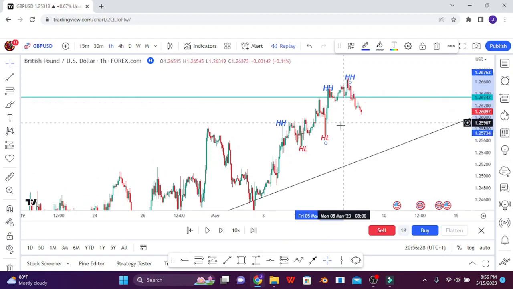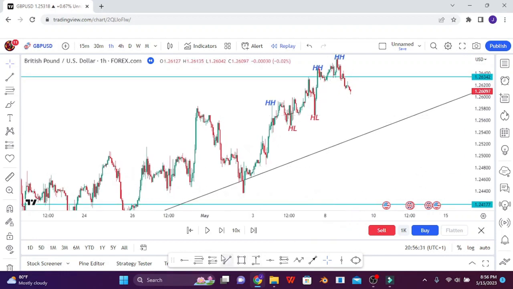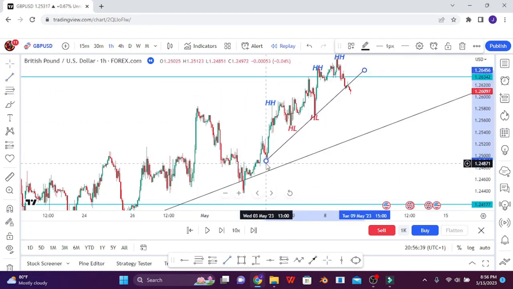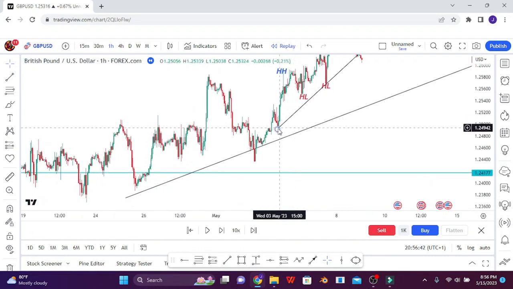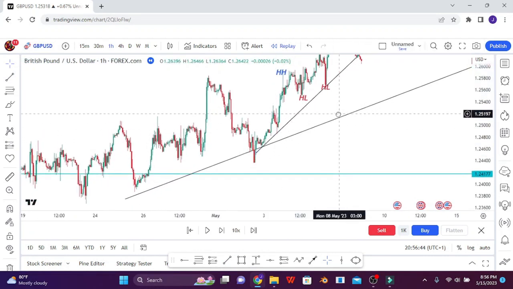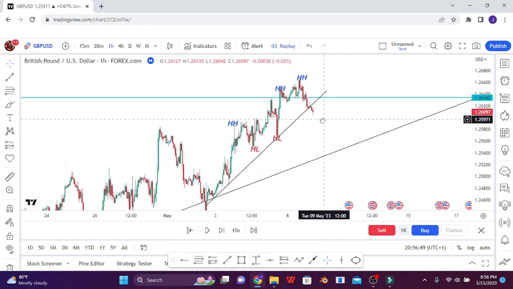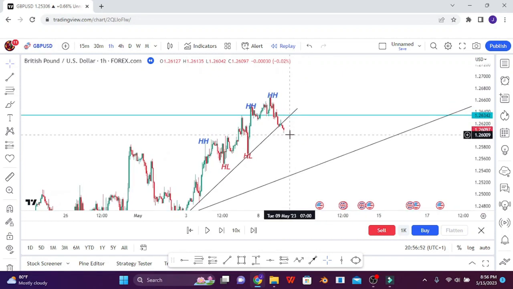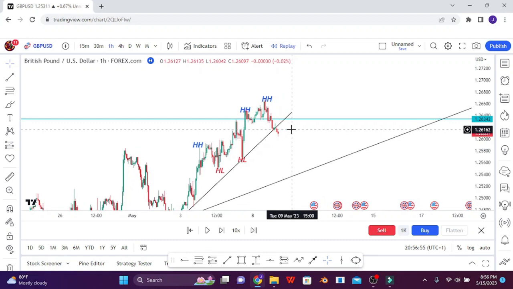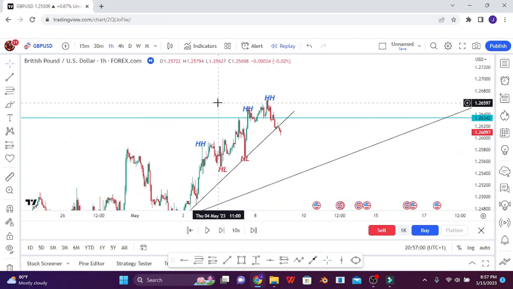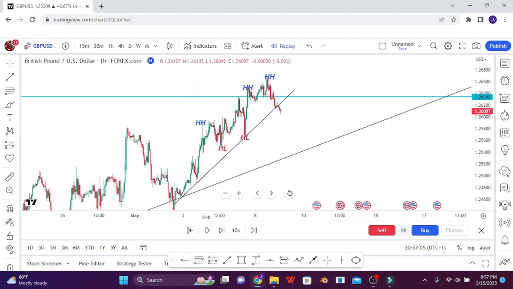What else can we spot? We can also spot a tiny trend line coming from here. Can you see that, guys? You can see there's a trend line: first touch, second touch, third touch, fourth touch. There's a break of the trend line. So what are we waiting for? We wait for the confirmation to show us the pure direction of the market. So let us play the market.